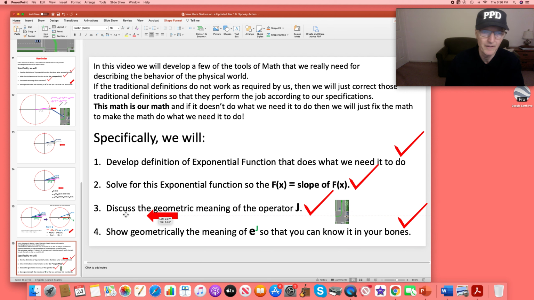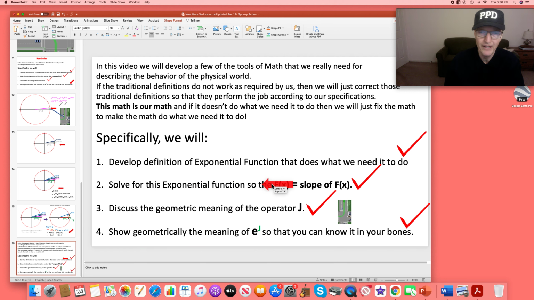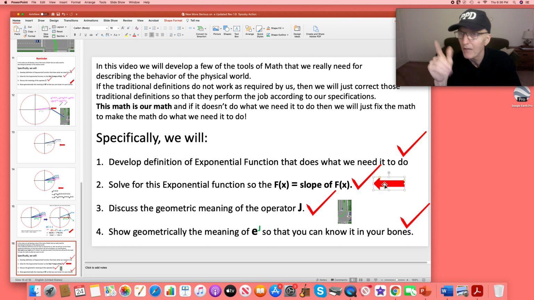And I think we did that. Then we wanted to solve for this exponential function so that f of x equals the slope of f of x. And we found, so we did that. We found that that function could be achieved if the base was a particular number that was just shy of 3. What is it? 2.718, something like that. And it goes on and on and on. So we did that. We solved it for it. We know what the condition was.